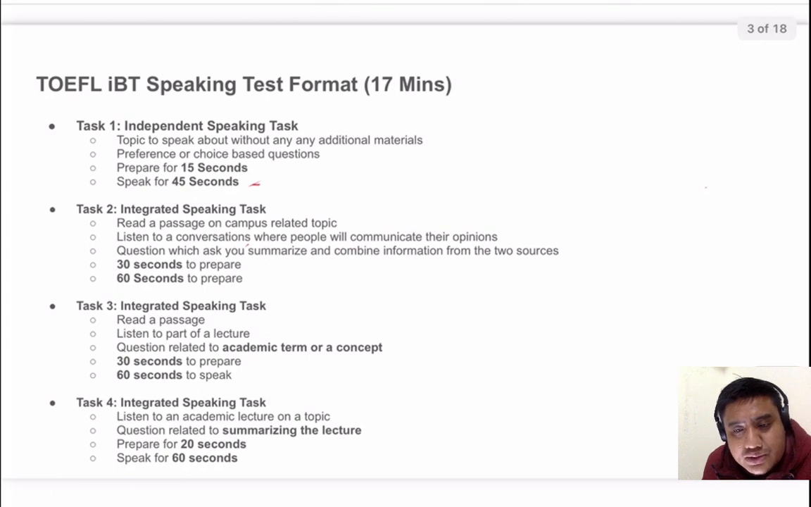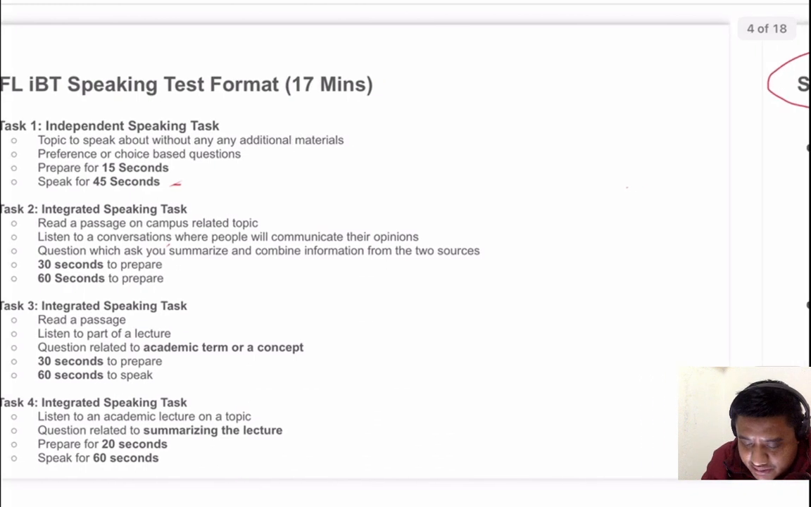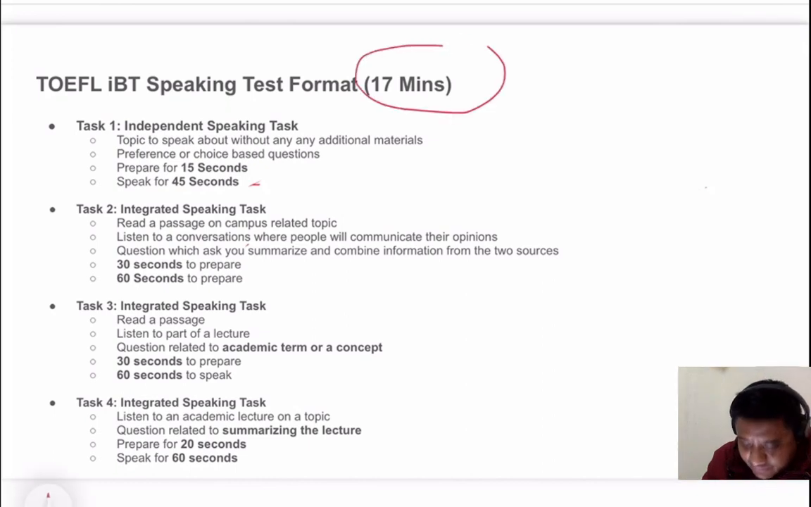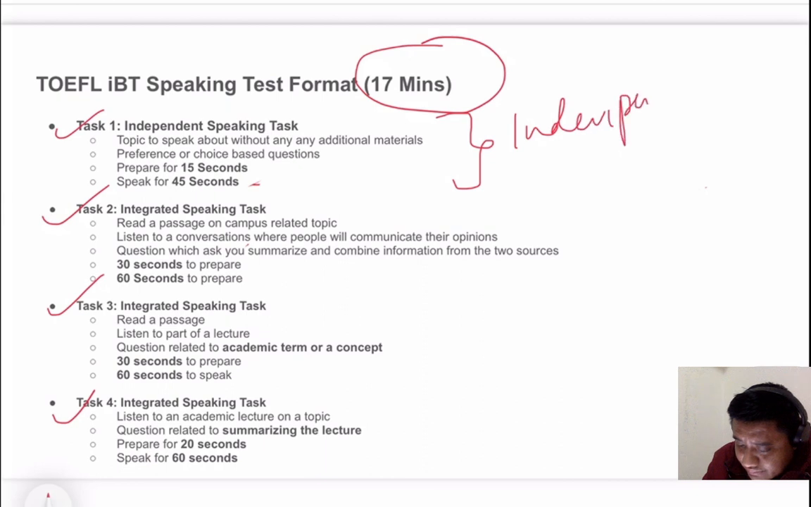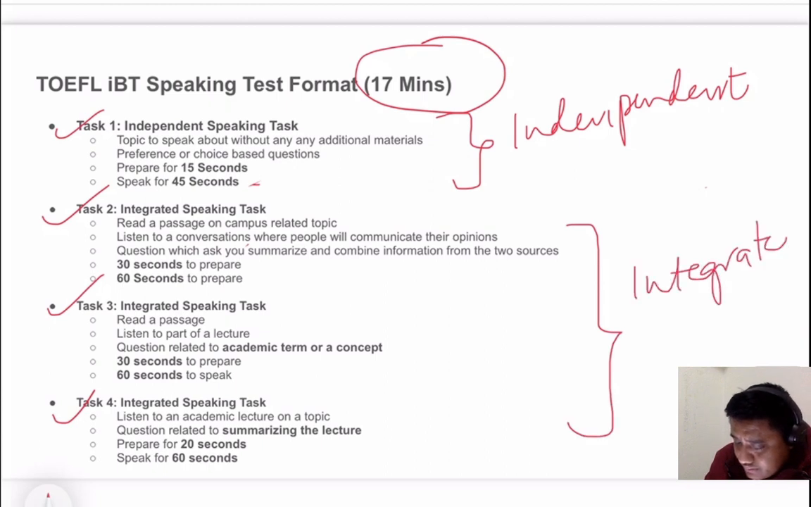Now this will make more sense for us. You guys know that when you sit for the TOEFL iBT speaking test, it will last for 17 minutes, and you have to complete four tasks: task one, task two, task three, and task four. Task one is the only independent part. All the other three tasks are integrated.